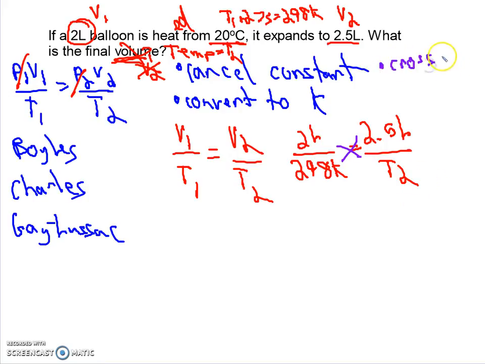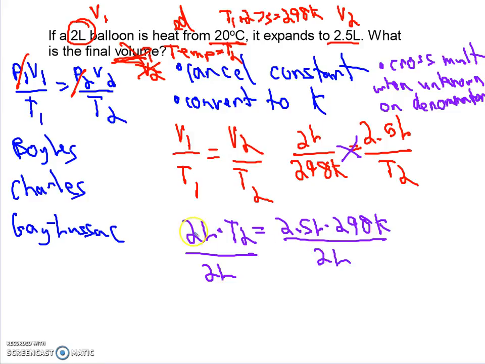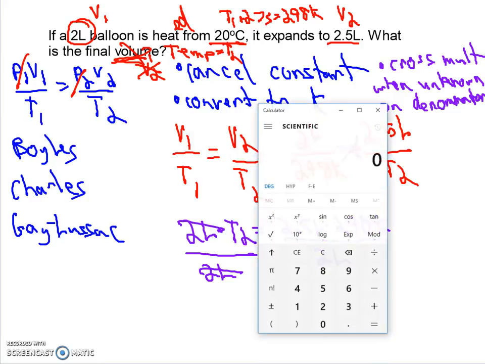Cross multiply when unknown on denominator. That's true for just about all algebra ever. 2 liters times T2 is equal to 2.5 liters times 298 K. I want the T2 by itself, so I do the inverse of 2 liters, which is division. This divides out. I can get my handy-dandy calculator.